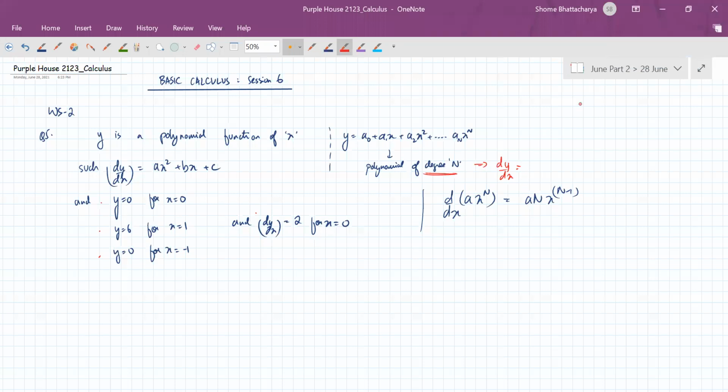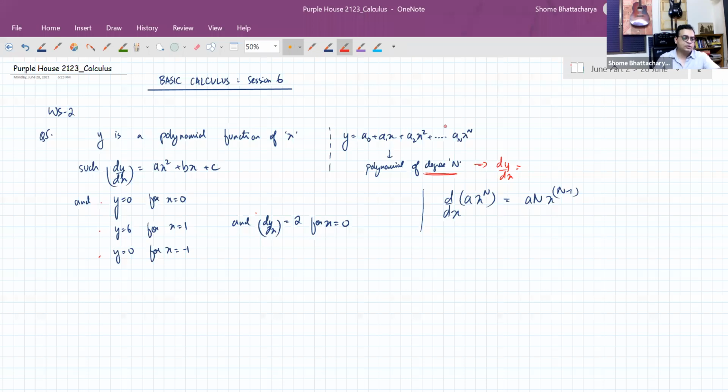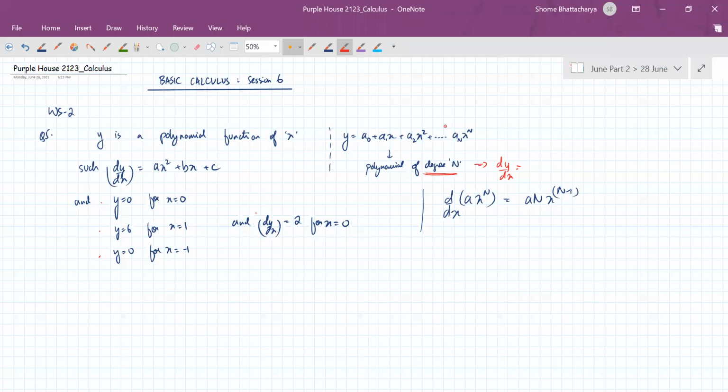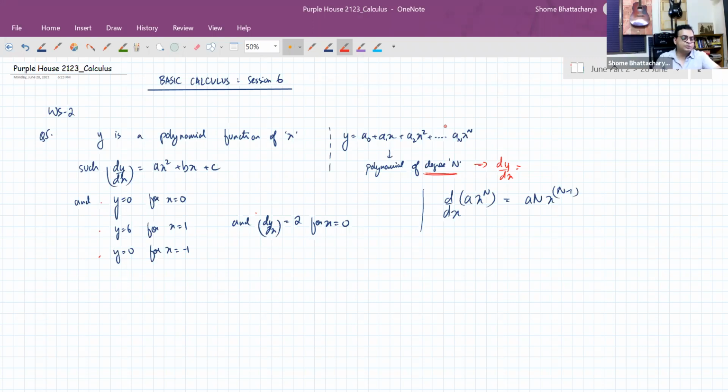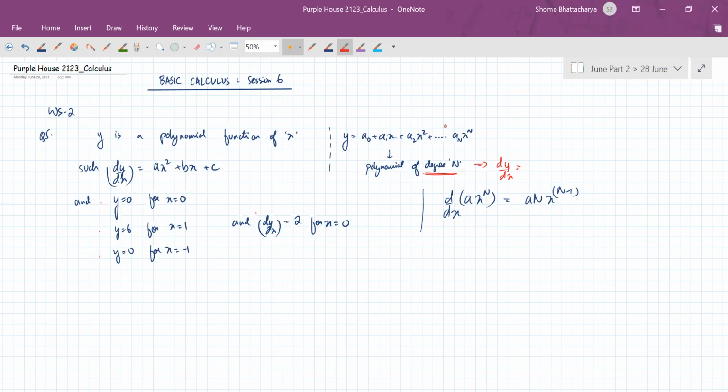Linear equation. See, linear when the maximum power is square? But what about if the maximum power is cube? So linear is when maximum power is 1. No, that is a linear function, but I'm saying dy by dx. When is dy by dx linear? When y is a quadratic function.